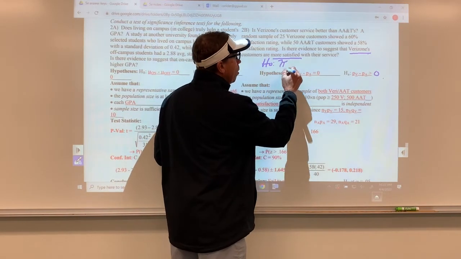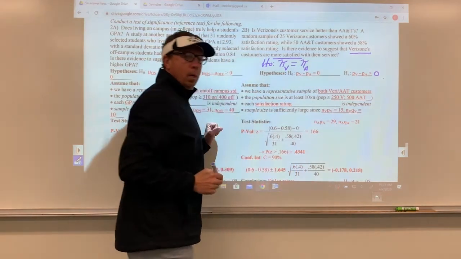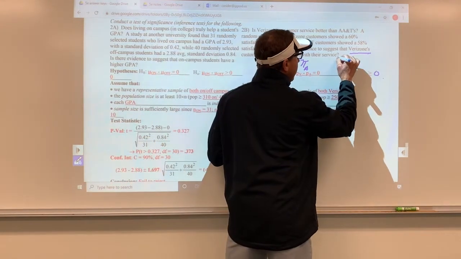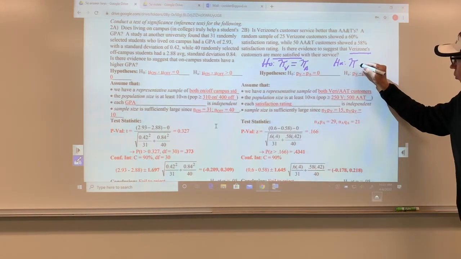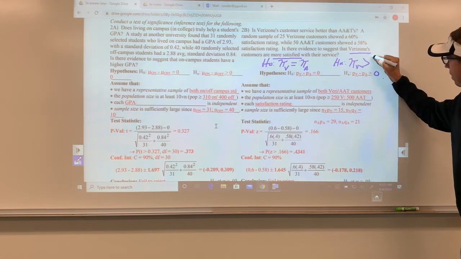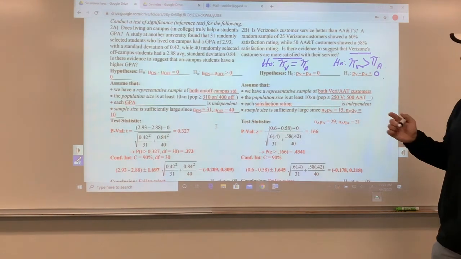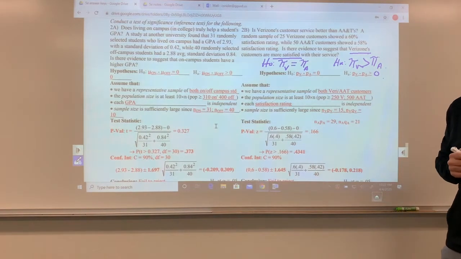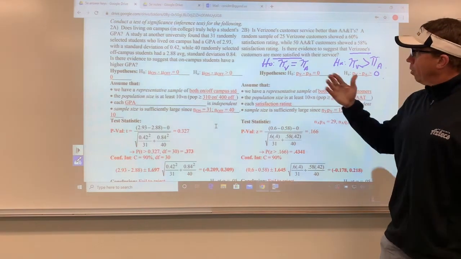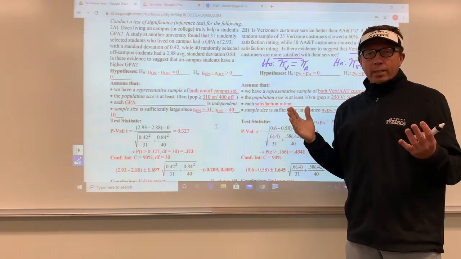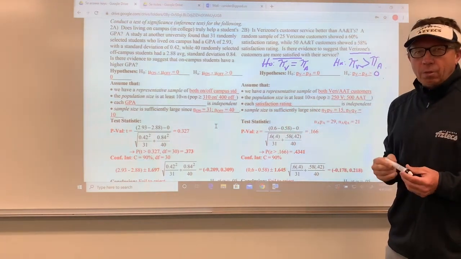Pi sub Verizon is equal to pi sub AT&T. And then here, for HA, I'm going to write pi sub Verizon is greater than pi sub AT&T. That's probably how I would write it, and that's going to match how you're going to do it on the calculator. Whether you use P or pi doesn't matter. I just prefer pi because it matches the Greek symbols that usually stand for the parameters or population notation.